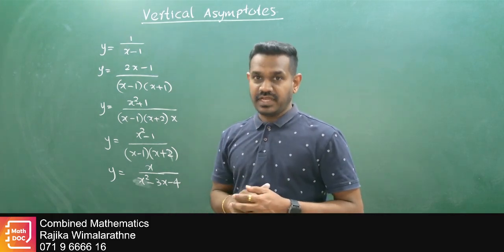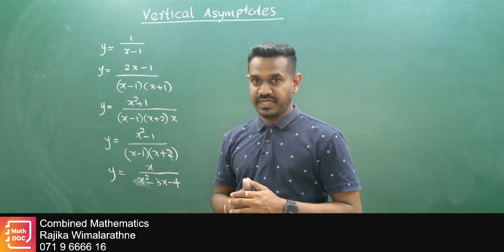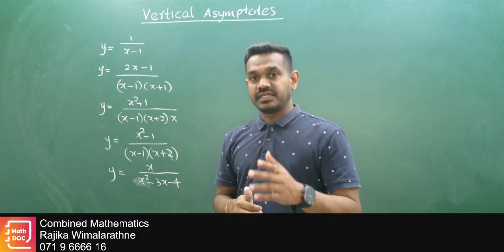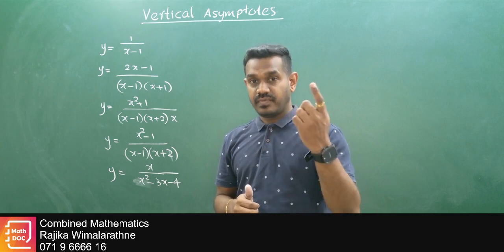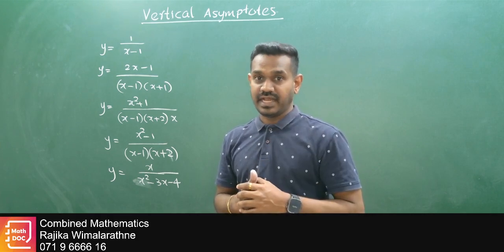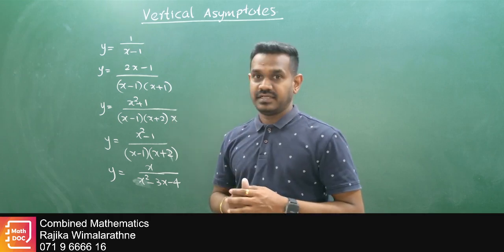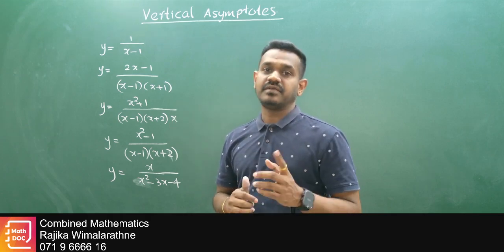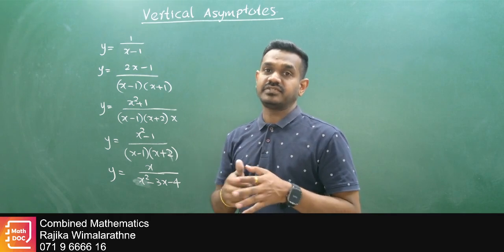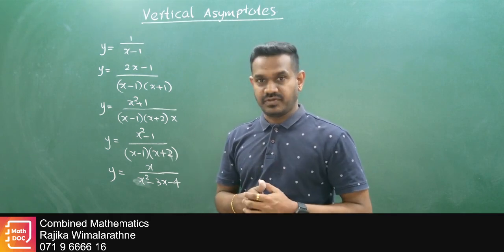Factorize the denominator completely. Thereafter, cancel common factors in both the numerator and denominator. If we have common factors, cancel them. Then finally you analyze the denominator zeros. Those denominator zeros we call vertical asymptotes.